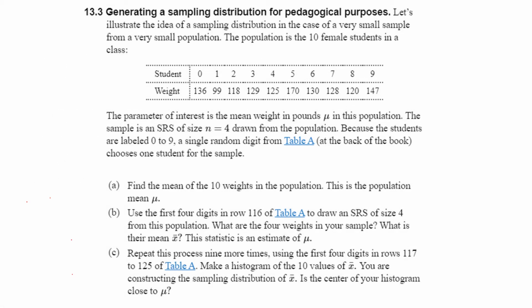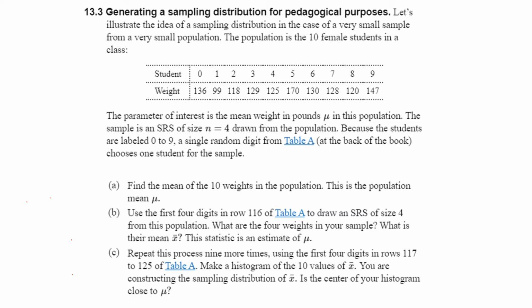Let's see question 33 from our textbook. This will explain the concept of sampling distribution. It says we have a very small population of size 10 female students, and the weights of those 10 female students are given. The idea here is to pick small samples from this.